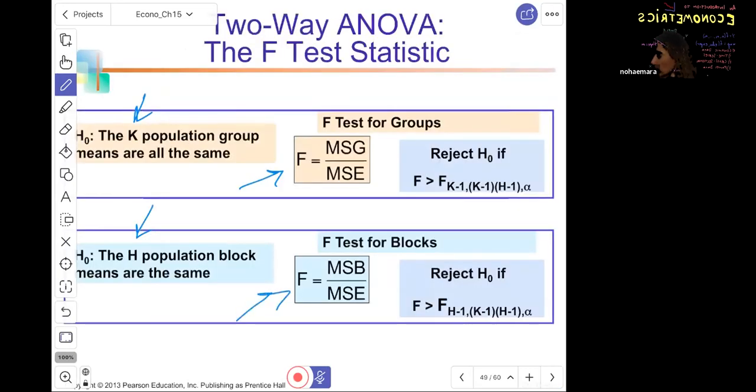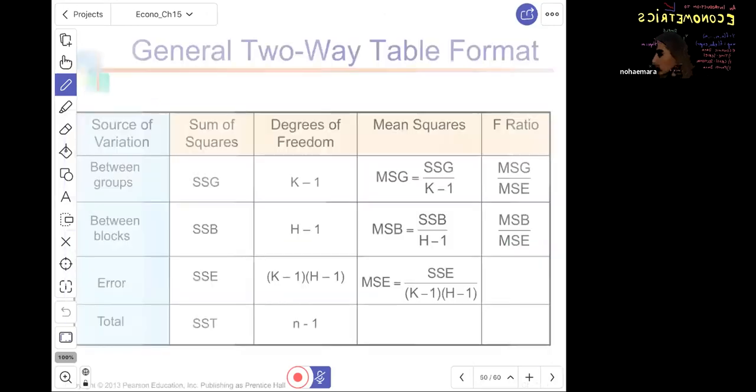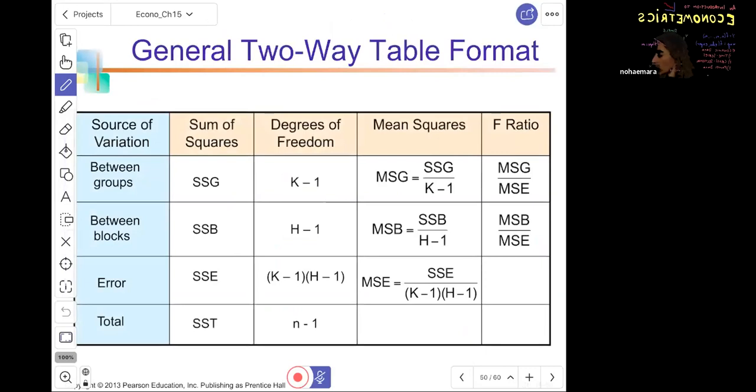So you would have in this situation 2 types of F statistic, and the rejection rule is the same, right? You just have to make sure that you're getting the correct degrees of freedom. Here it's H minus 1, here it's K minus 1. This is the numerator degrees of freedom for this one, numerator degrees of freedom for this one, and they share the same denominator, so this part is exactly the same. Okay, so this is like the general summary of everything. And again, this is our F statistic. This is the one that we will use in order to perform our test.